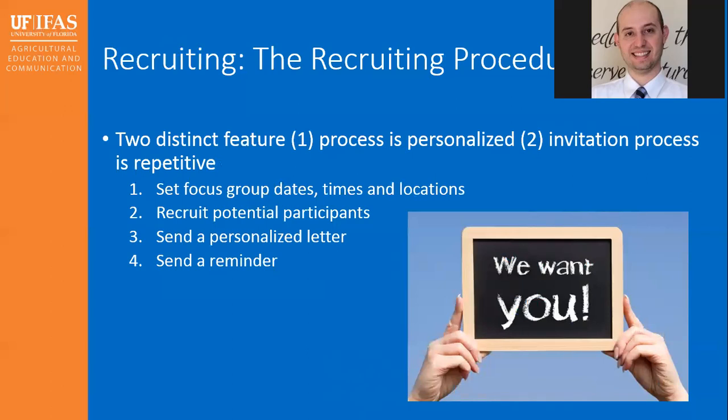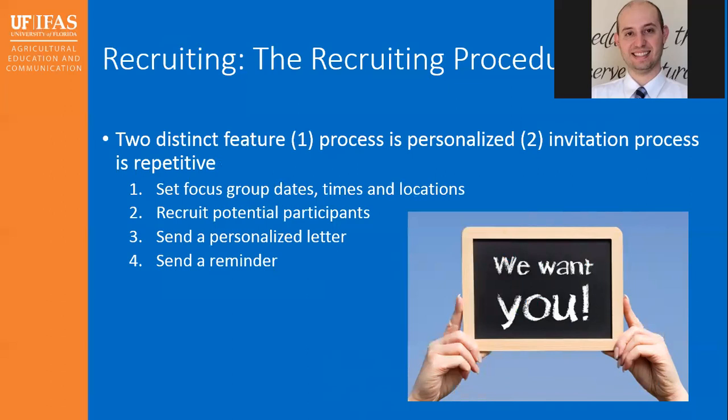Second, the invitation process is repetitive. Invitations are given not just once, but 2 or 3 times. And so this kind of follows Dillman's method for surveying. You want to make sure that you have contact with them multiple times so that they are able to engage with the message or digest the message at some point in time.